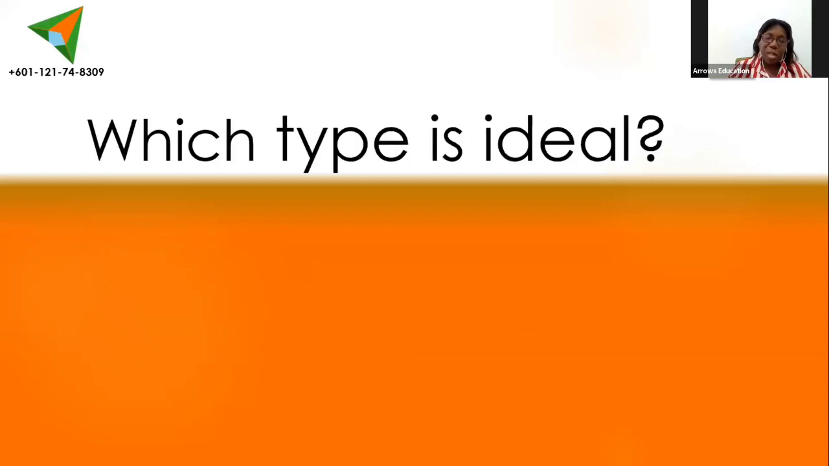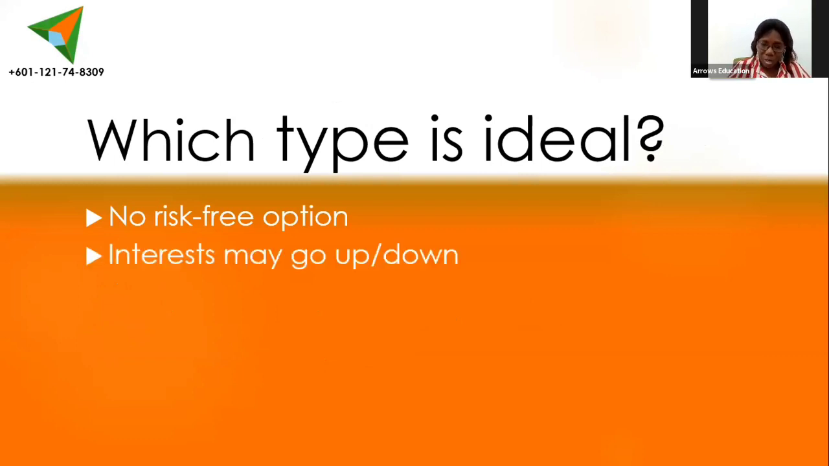So which type of loan is ideal? I would say there is no hard and fast answer to that, no rule to that, because there is none that is risk-free. For example, if you take a fixed interest loan, interest may go up or it may go down. If it goes up, your fixed interest is an opportunity for you, because then your interest is fixed. But if interest goes down, so you have taken this loan at 10% and interest goes down to like 7%, you are still going to pay at 10% because that's what you signed for and it's fixed.